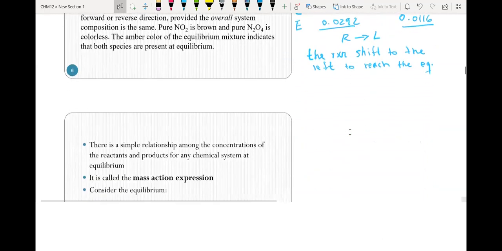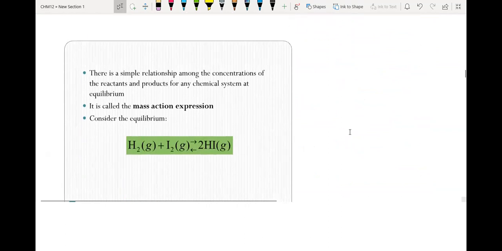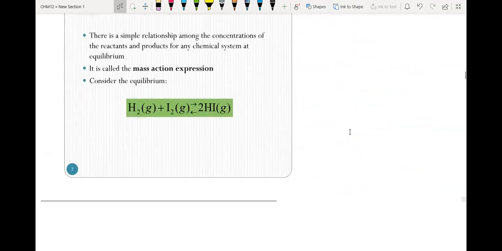All right. This is another reaction. This is the one I was using before, the reaction between hydrogen gas and iodine gas to form hydrogen iodide.